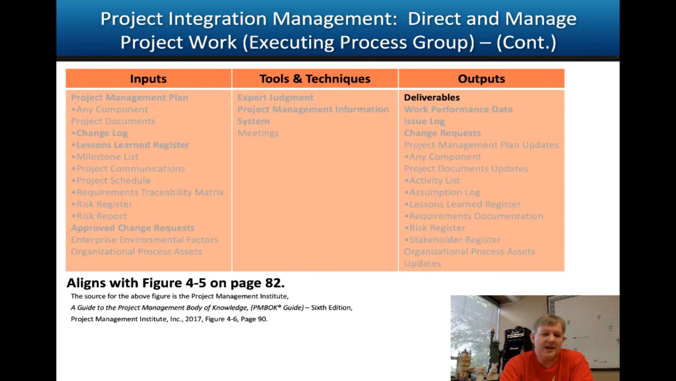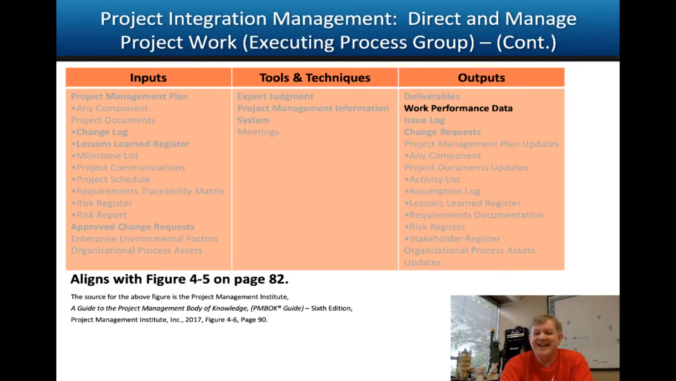Now, coming out of this, we have deliverables. So deliverables are basically what we're trying to get done. We get enough deliverables done, the overall project should be done. Deliverables from here go to Control Quality for testing. If it comes out of Control Quality and it's good, then we send it to Validate Scope for the customer to accept it. So Direct and Manage Project Work goes to Control Quality. We test it. If it's good, then we send it to Validate Scope for the customer to test.